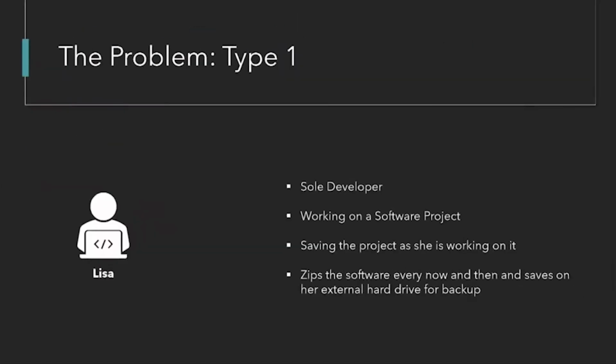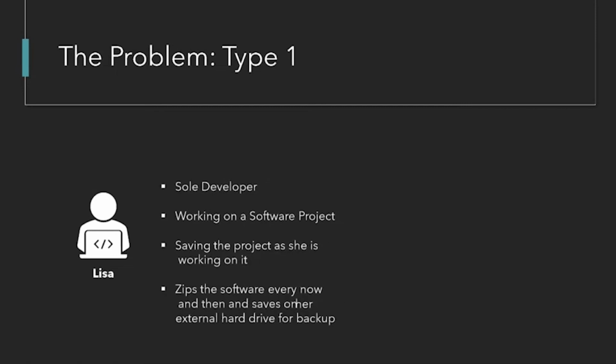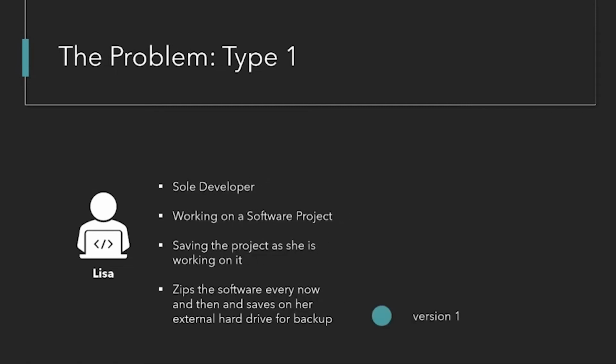So let's see an example of why we need Git. There is a developer, Lisa. Lisa is a mobile application developer. She is working on her application, and while working on it, she saves the project every now and then. While saving the project, she ensures that she takes continuous backups. Whenever she has to take a backup, she just zips the source code and saves it to her external drive, right?